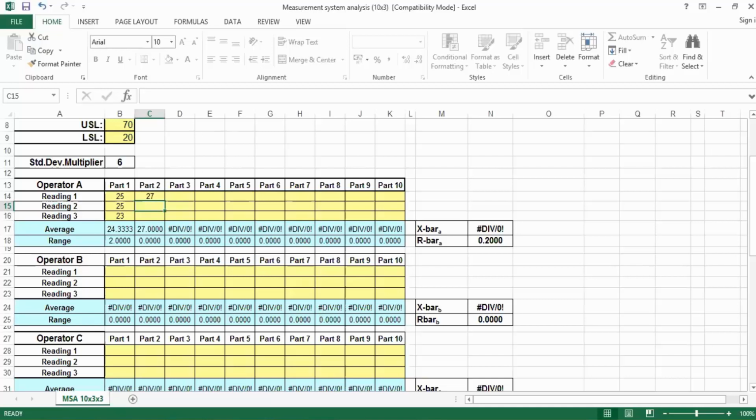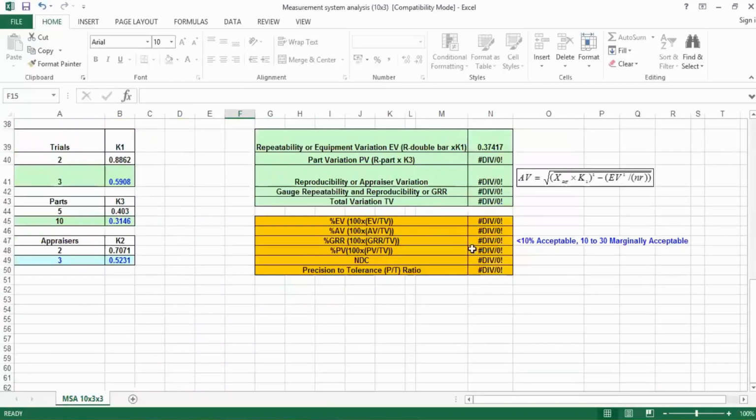This is a macro enabled spreadsheet where you have to just enter the input values. The result will be automatically calculated by the macros. See, everything is getting calculated as you go ahead. 23, 24, 25, part 4, 56, 57, 58, part 5. Like that you have to go for each operator and you will get the result below. Percentage GRR, in the yellow box, you will get the result.